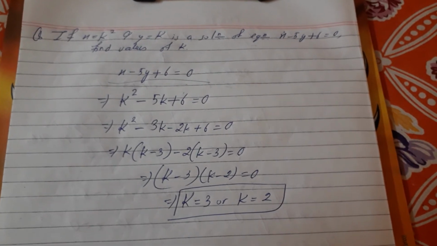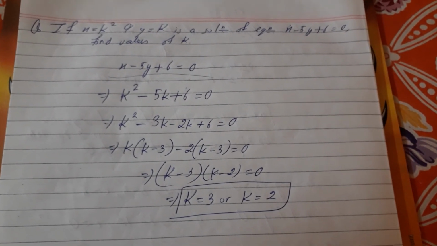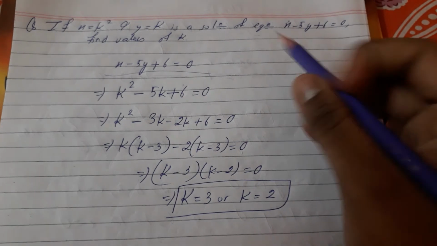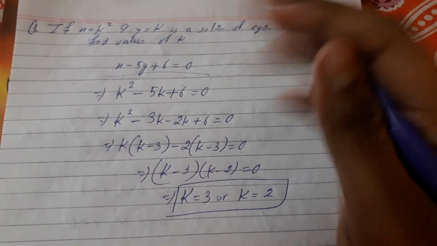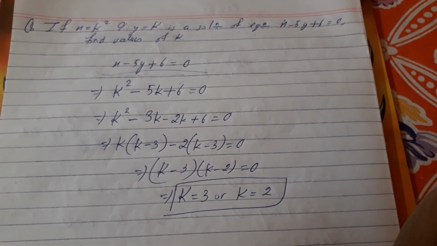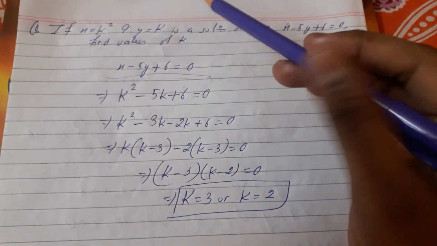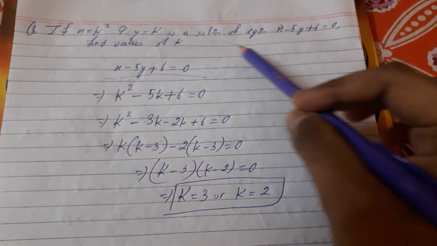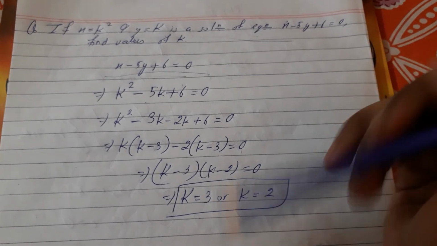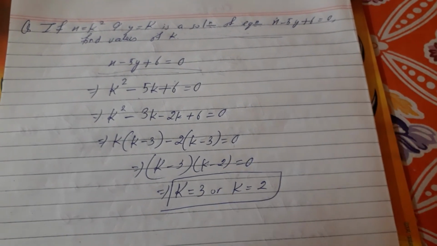In this you have to find k. First you have to put the values of x and y, whatever the question may be, but always put the values of x and y first, as it is given to you that it is a solution of the equation. So on putting, you will get your answer.